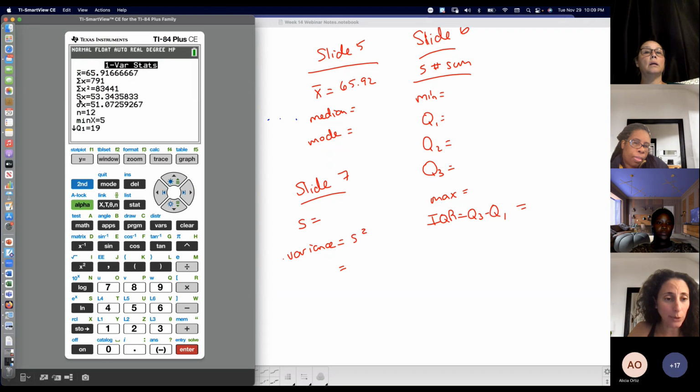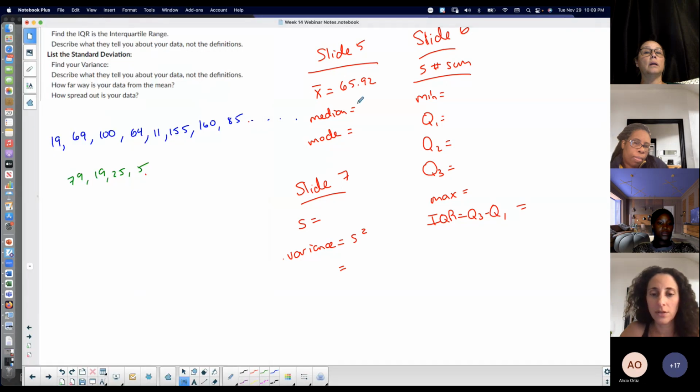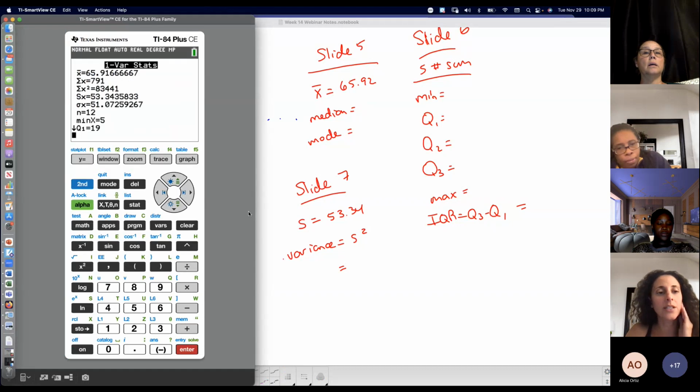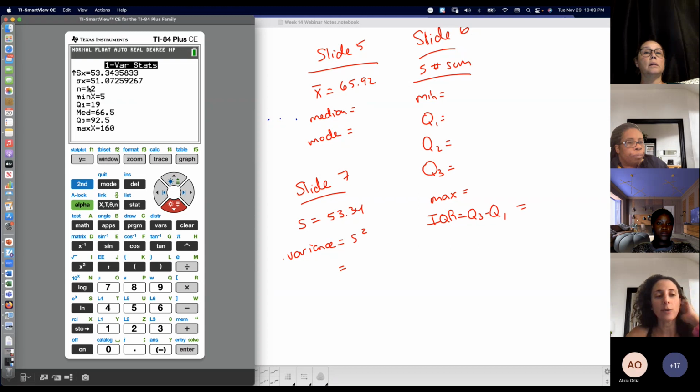S sub X, my sample standard deviation because it's dealing with a sample, is 53.34. Put that here, 53.34. All the other stuff I'll find as I go. Scroll down, and I have my 5-number summary.